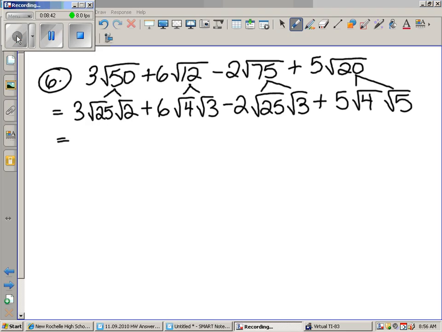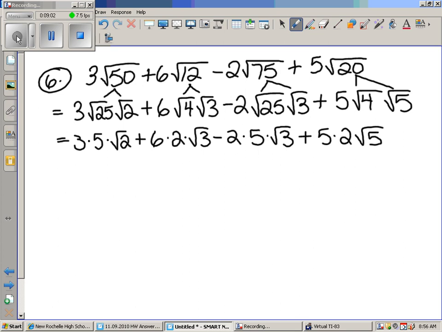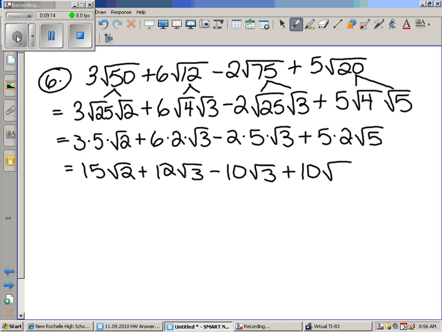Let's record. Okay, so we're going to simplify this out. This is 3 times 5 times radical 2 plus 6 times 2 radical 3 minus 2 times 5 radical 3 plus 5 times 2 radical 5. And that's 15 radical 2 plus 12 radical 3 minus 10 radical 3 plus 10 square root of 5. Woo, we are flying our way through.